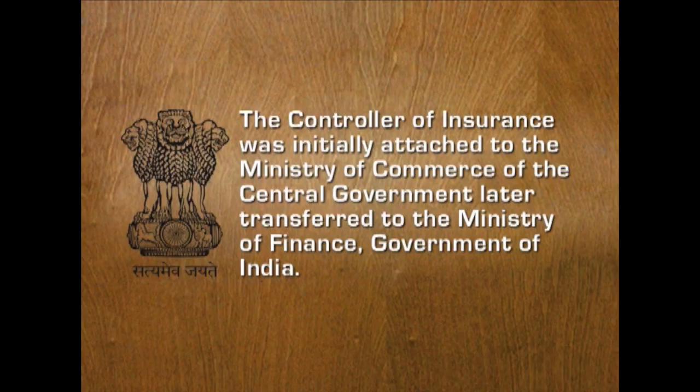The controller of insurance was the competent authority to supervise the operations of the insurance business during the nationalization period. The control of insurance business was initially attached to the Ministry of Commerce of the central government, later transferred to the Ministry of Finance, Government of India.